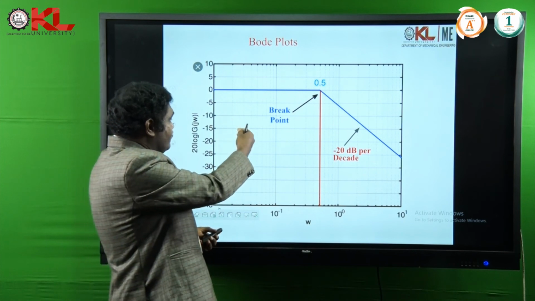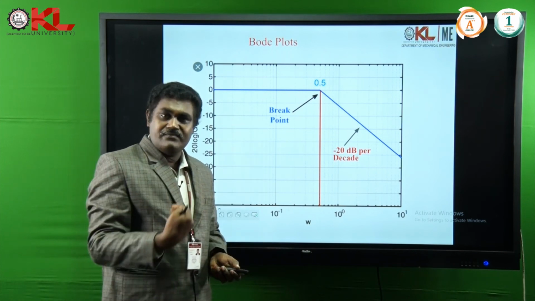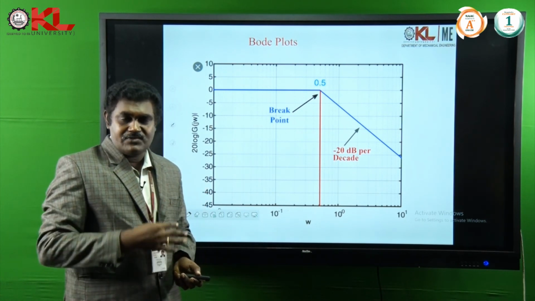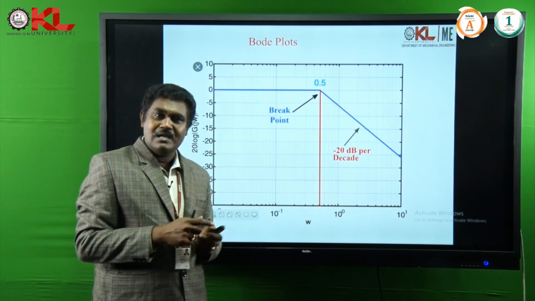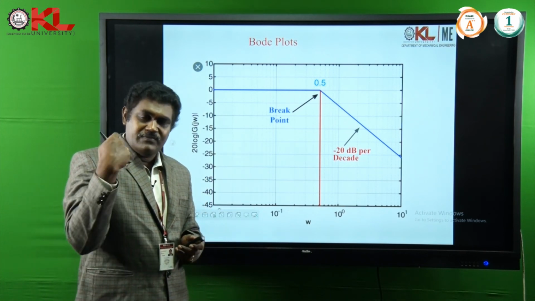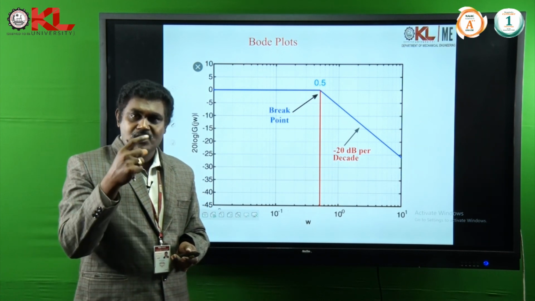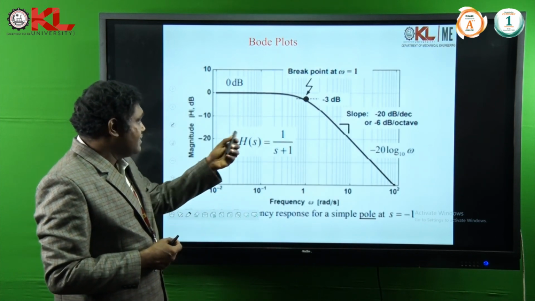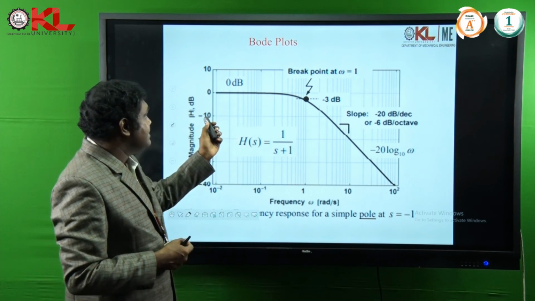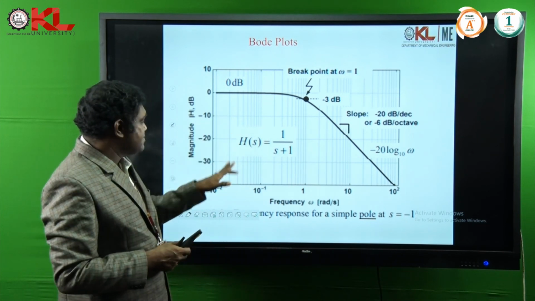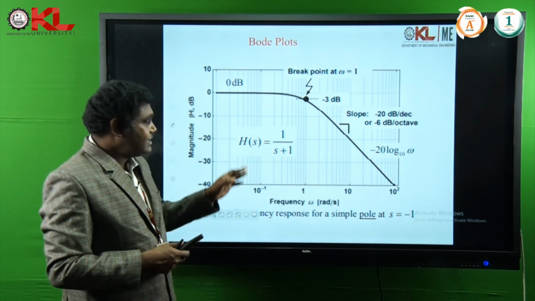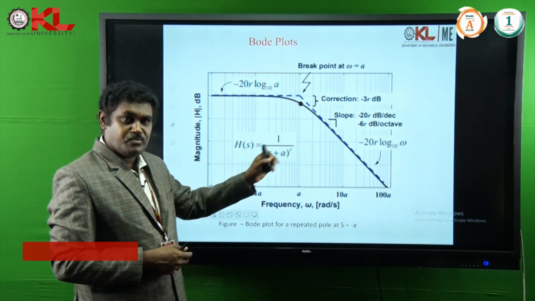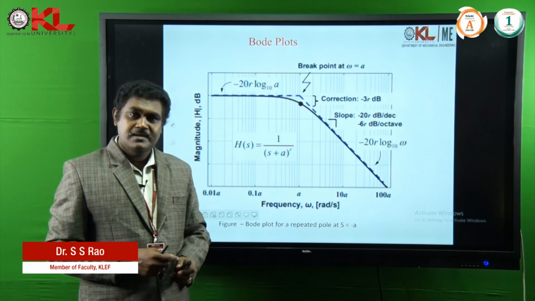So, you have to construct the magnitude plot and also the phase angle plot. Then you have to find the crossover frequencies, that is, the frequencies at which the plots cross over, and find the margin values corresponding to the crossover frequencies. These are different examples of how we construct the Bode plot. If the transfer function is 1 by 1 plus s, this is the shape of the magnitude plot. If it is a function of 1 by (s plus a) to the power of r, this is the shape of the magnitude plot.